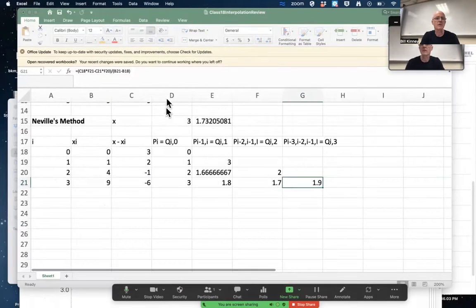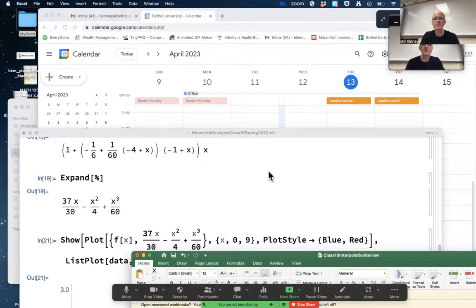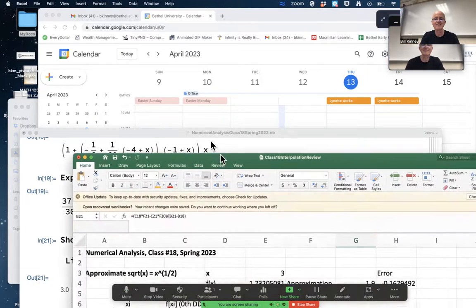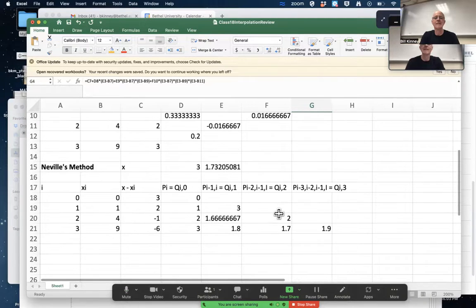What did we get before? Yeah, we got 1.9 before. It's correct. Not a great approximation. Okay, if we use more nodes, better nodes closer to 3, we get a better approximation.